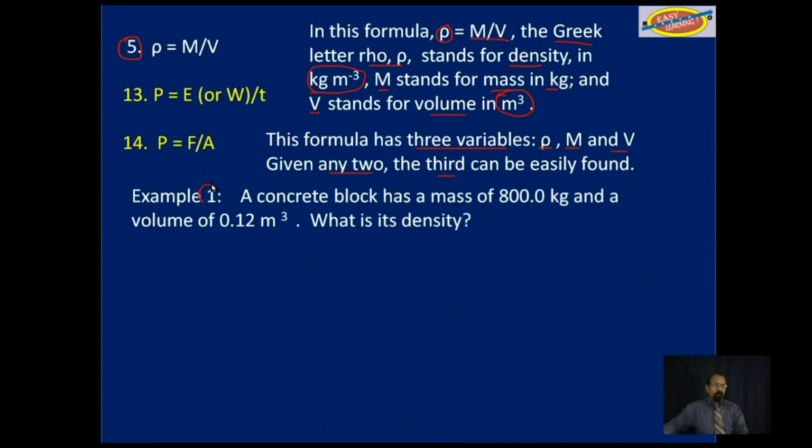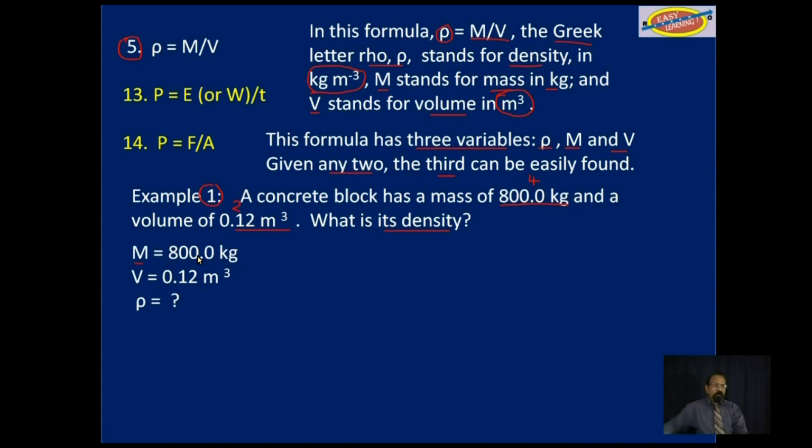So let's look at example 1. A concrete block has a mass of 800.0 kilograms, that is 4 significant figures, and a volume of 0.12 cubic meter, that is 2 significant figures. What is its density? So you know your answer can only have 2 significant figures.